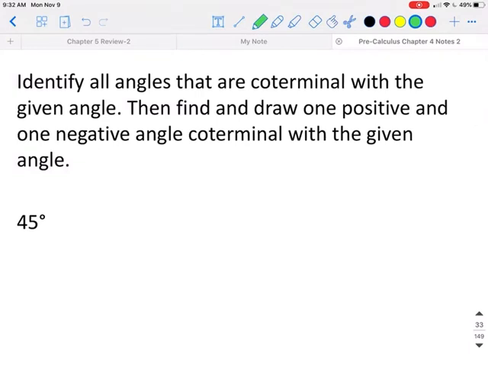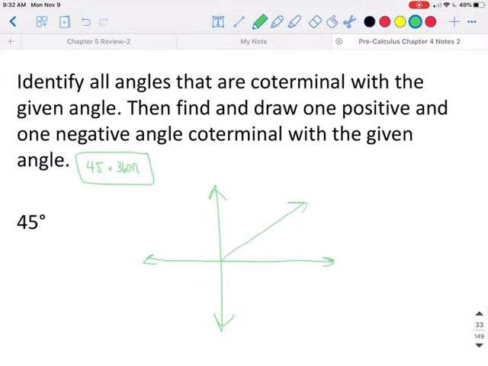So we're going to identify all angles that are coterminal with the given angle, then find and draw one positive and one negative. For all the angles, it's just going to be 45 plus 360n. Now, if we draw 45 degrees, it would be right here. This is 45 degrees. So we need to find one positive and one negative.